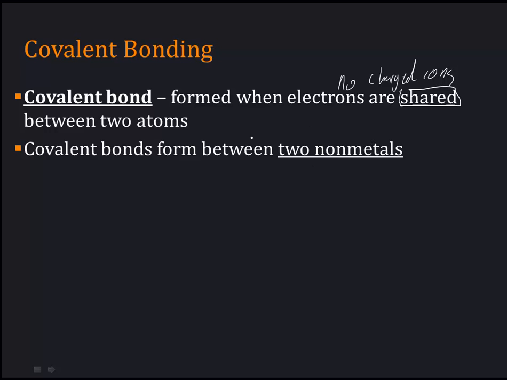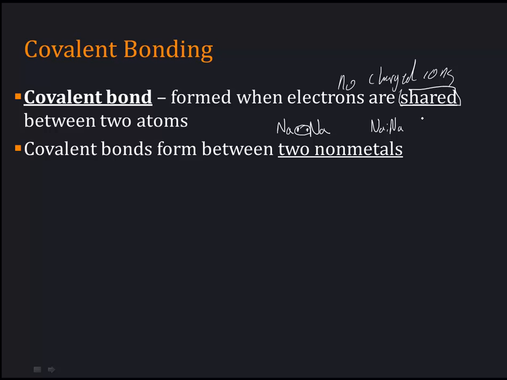And if you think about that, why is this going to happen between two nonmetals? Well, if we look at a sodium atom, it's got one valence electron, and another sodium atom has one valence electron. If they shared those two, neither one of these guys is happy. Neither one of them has 8 valence electrons.